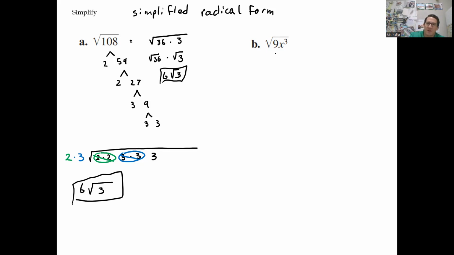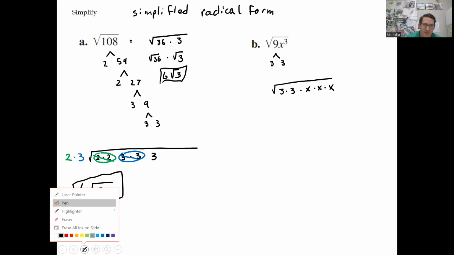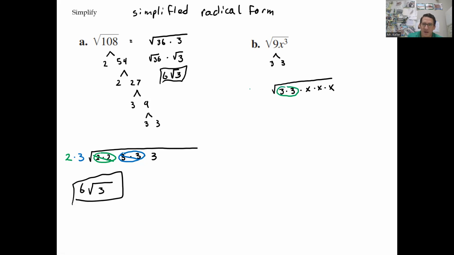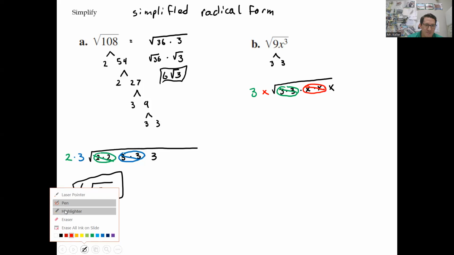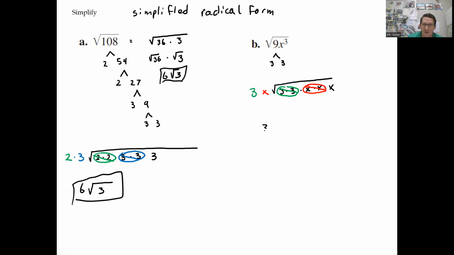So I'm going to do the same thing with this one over here. So 9 is 3 times 3. And then I don't really need to do a factor tree on the x cubed. What I'm going to do is expand the x cubed. So it's x times x times x. And then I'm going to look for pairs again, look for buddies. I have a pair of 3s. For every pair, one goes on the outside. Then I have a pair of x's. For every pair, one goes on the outside. Cross them out, and then multiply things back together. So I have a 3x on the outside and just an x on the inside.